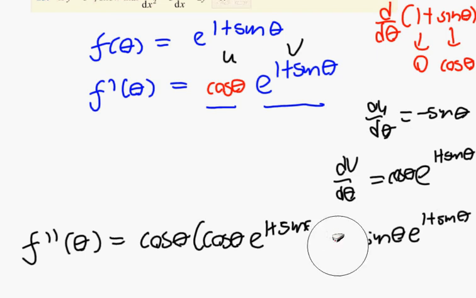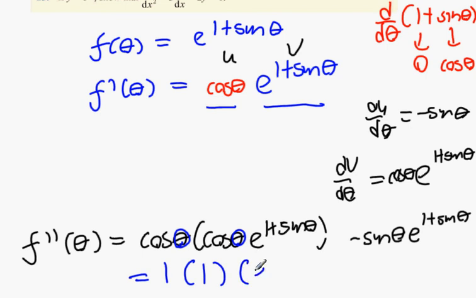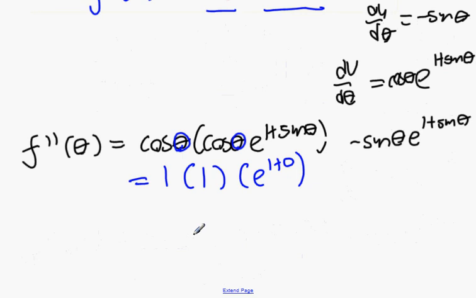Now that's done. Replace everything with 0. So cos 0 is 1. This cos 0 is also 1. This is going to be e to the power of 1 plus 0. All of this part in blue turns out to be e to the power 1, or e. The part in red is going to be sine 0, which is 0, so it all disappears, and once again the answer is e.